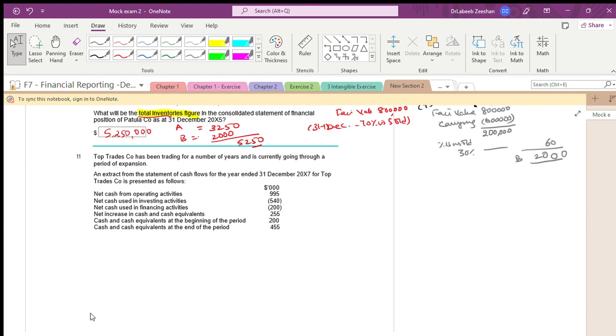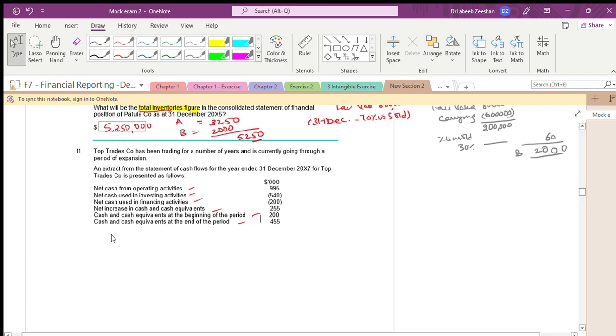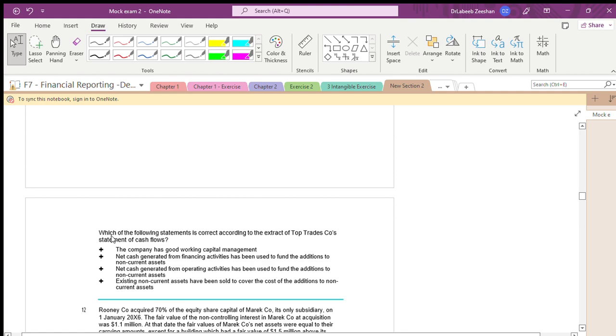Yes, it's clear. Now, what they say: Top Grades has been trading for a number of years and is currently going through a period of expansion. An extract from the statement of cash flows for the year: net cash flow from operating, investing, financing, increase, beginning and closing. What is the question they are asking? Which of the following statements is correct according to the extract of Top Grades?